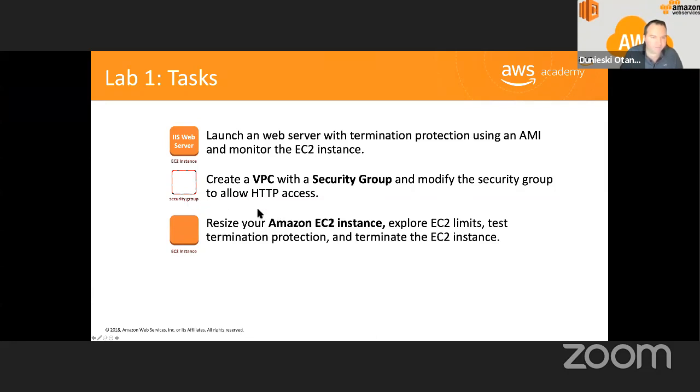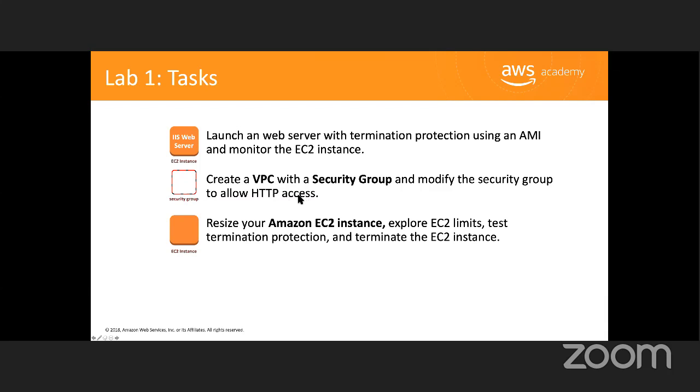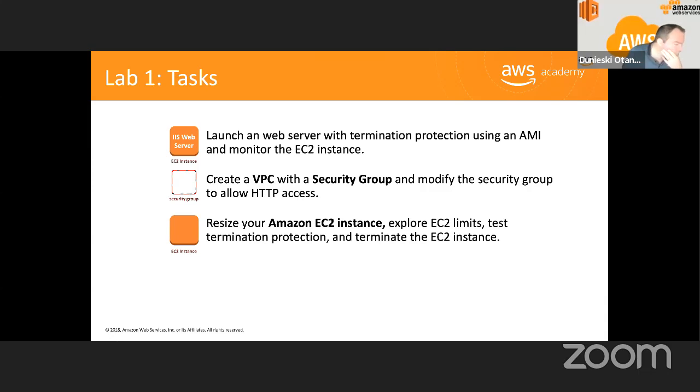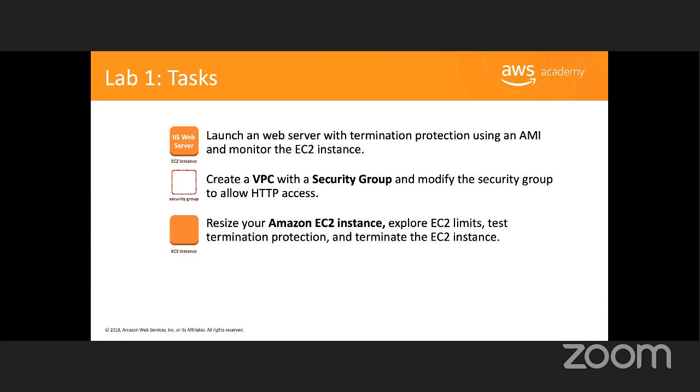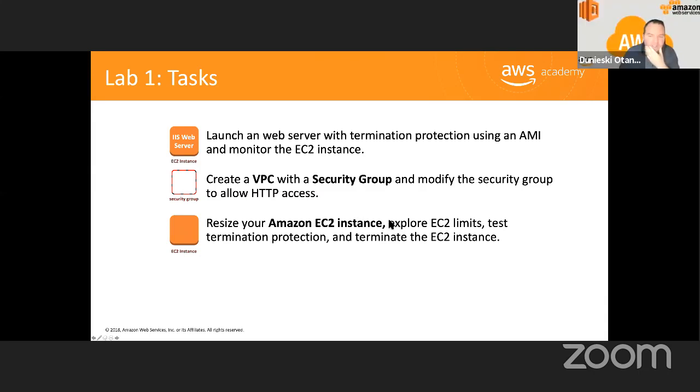So this is a way to secure your EC2 instance from people deleting it accidentally. So that's pretty good. You're gonna create a VPC with the security group, modify the security group and allow HTTP access, which is, what port is that? What port do we have to open to get this access? 443. That's HTTPS. 80. This is 80, yes. Okay, resize your Amazon EC2 instance. How do we resize that? By just changing the instance type.